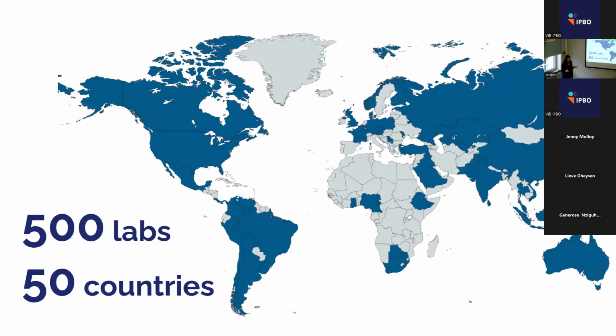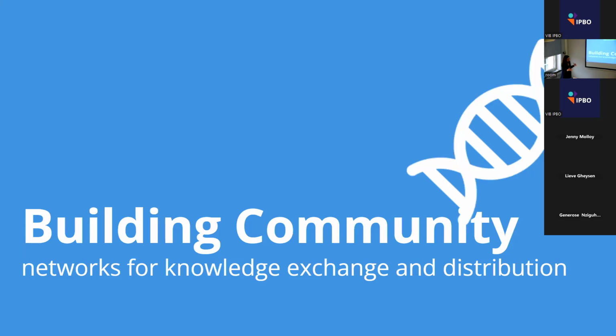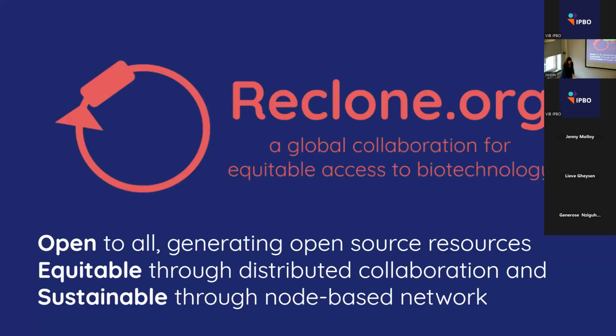The DNA toolkit itself is in about 500 labs in 50 countries, but as any of you who have been on the training know, having the DNA in the freezer is not quite the same as having actually produced and used the reagents. So this is great, but we do actually need people to take the DNA out and put it into organisms and make things and try them out in the lab and really attempt to scale up and see what's possible. So we've built a community since 2020 called Reclone. This is the global community for people that are using all the toolkits, generating open source resources and having a distributed collaboration network.